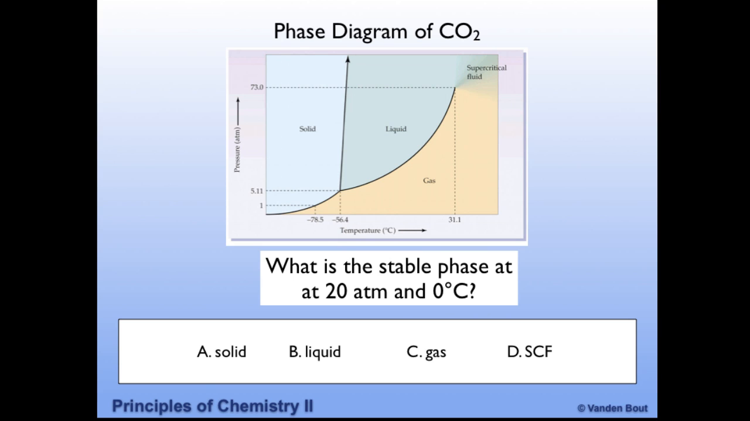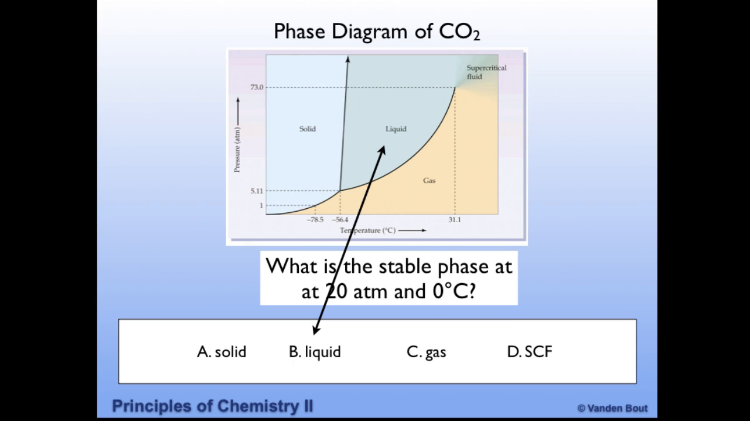So here's a phase diagram of CO2, and the question is, what is the stable phase at 20 atmospheres and 0 degrees C? So now you should pause the movie, answer the question so that the answer doesn't pop up immediately and you just convince yourself that you know it. Now I'm serious, you should really pause the video so that it stops, and then you answer the question, and then you'll see the answer.